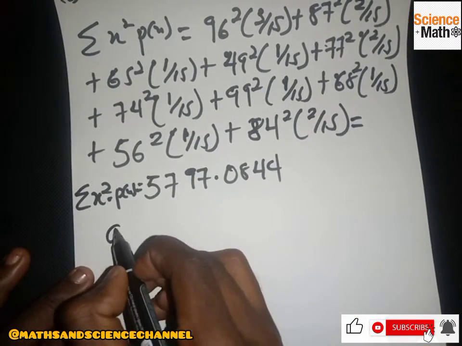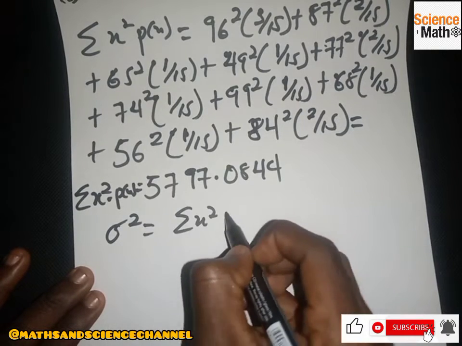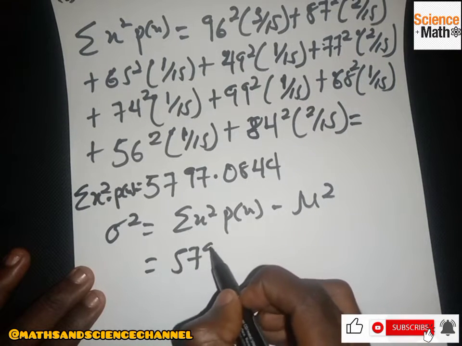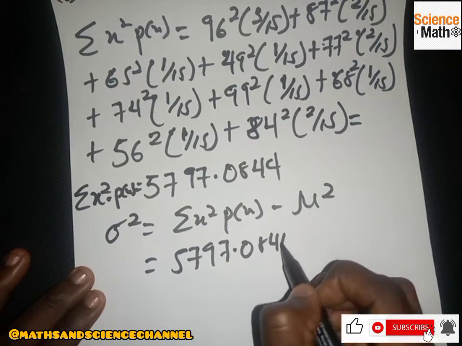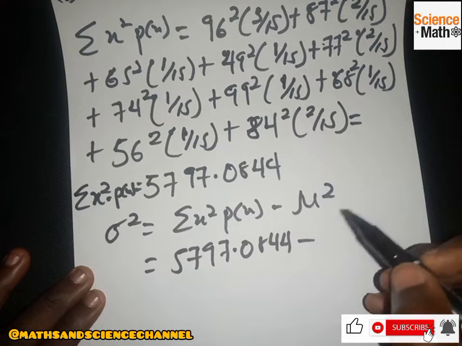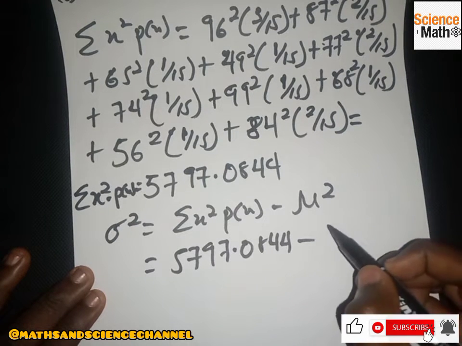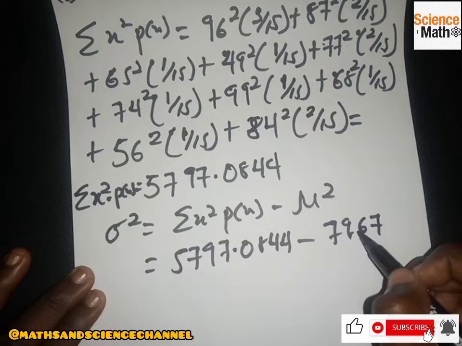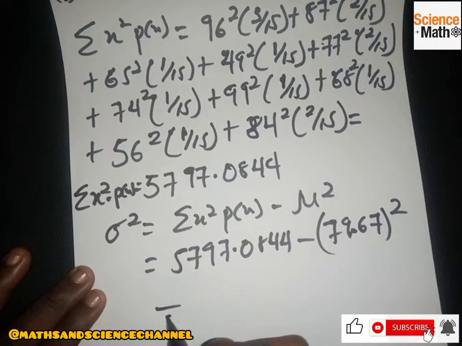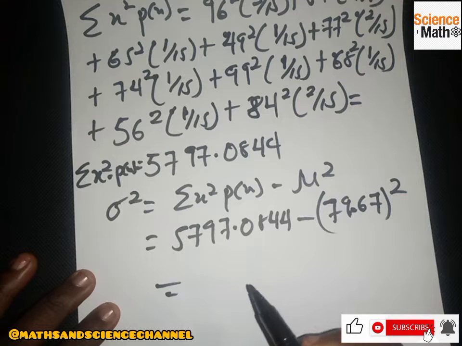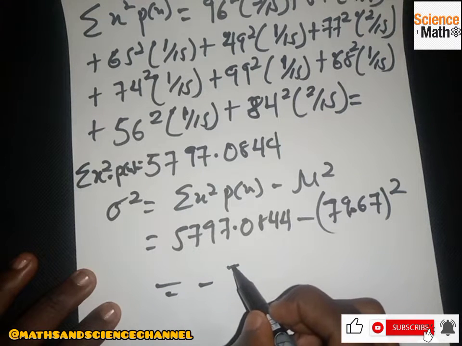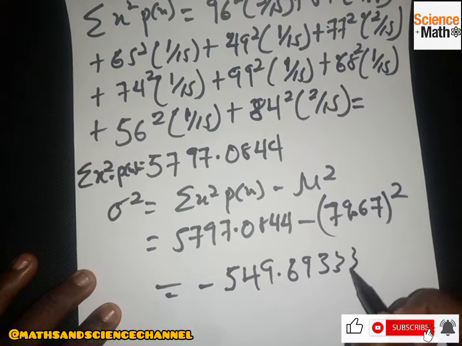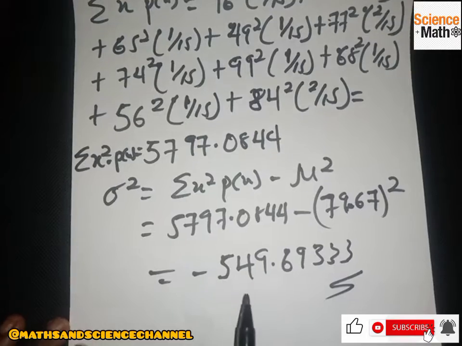Now the variance here is just equal to the summation of s squared P of s minus mu squared. So in this case we have 5797.0844 here minus the mu. Now the mu was what we got when we found the mean, so we have 79.6567 all squared here, and doing the whole of that should give you 549.6933 here. So that will be the variance.